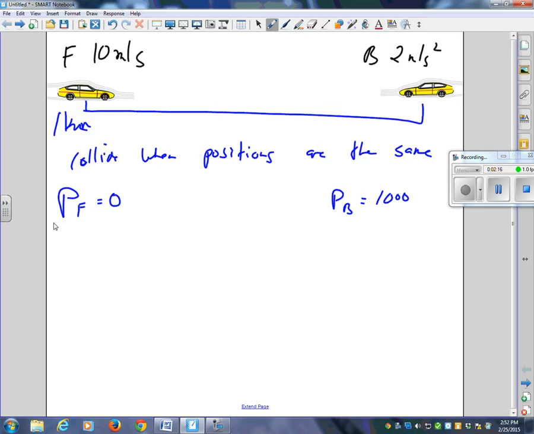Now, their positions are going to change throughout the time frame here, right? So the position of Fred, PF, is going to be equal to his displacement, which in this case, because he's traveling at a constant velocity, is V times T, right? So that's going to be equal to 10T. The position of Fred is 10 times T.